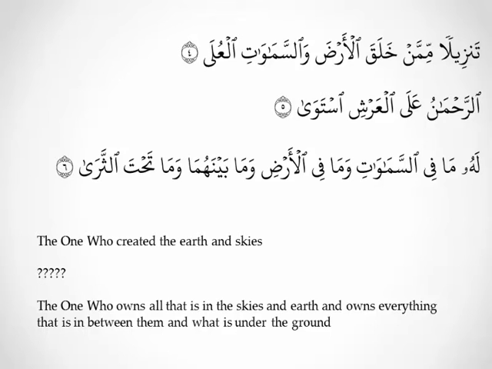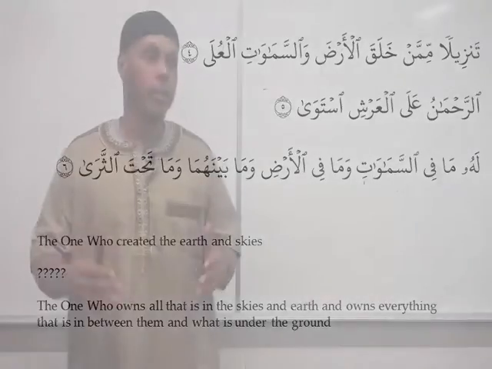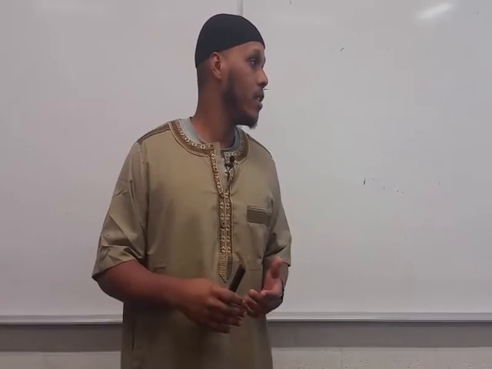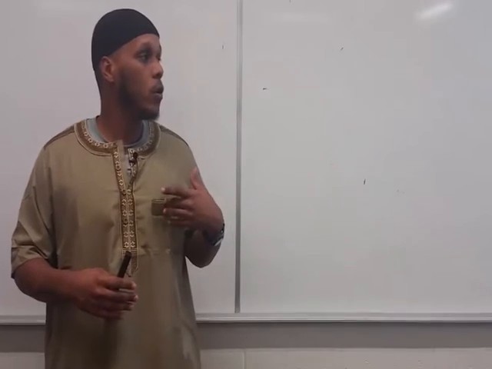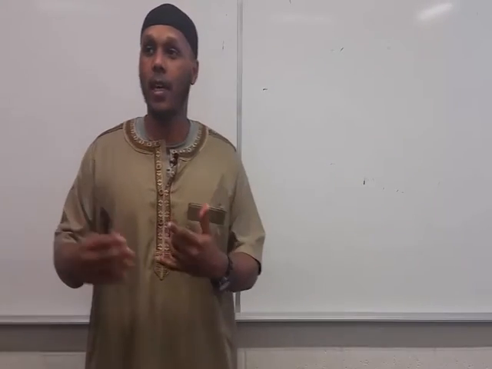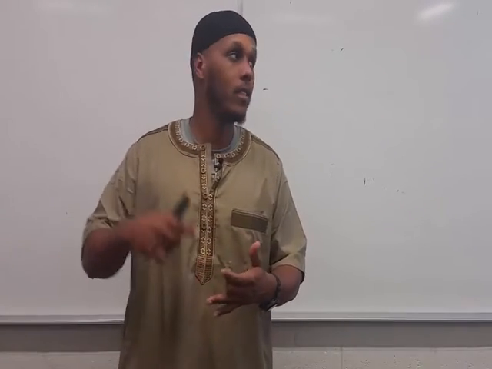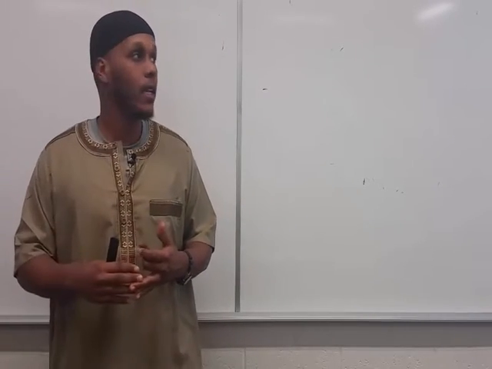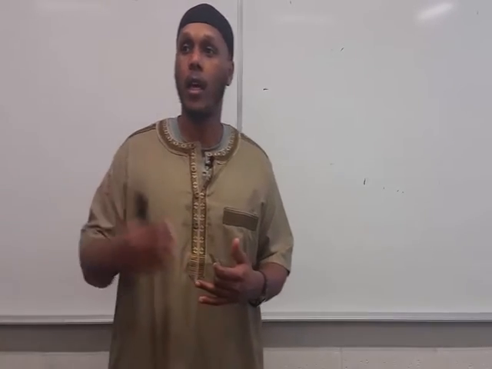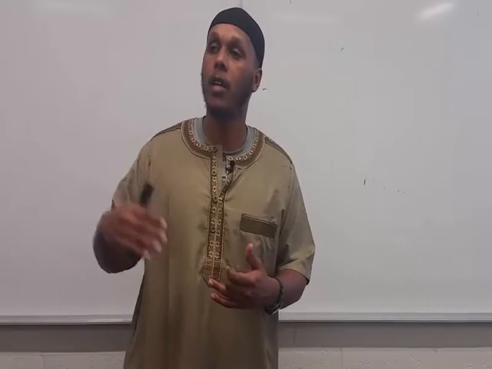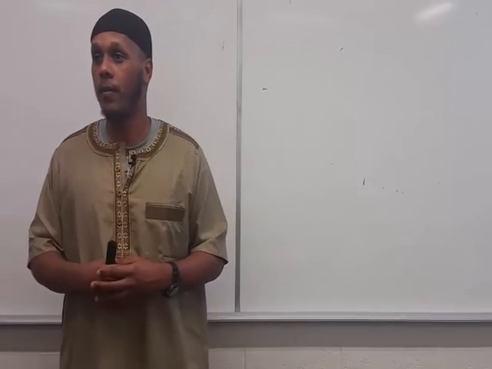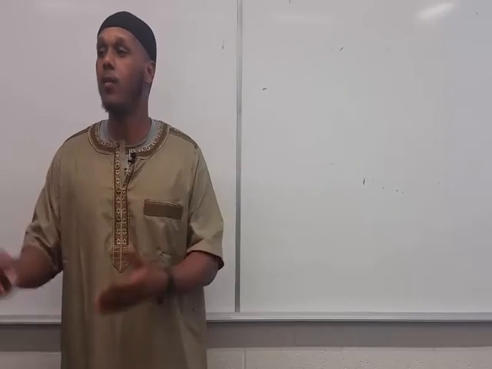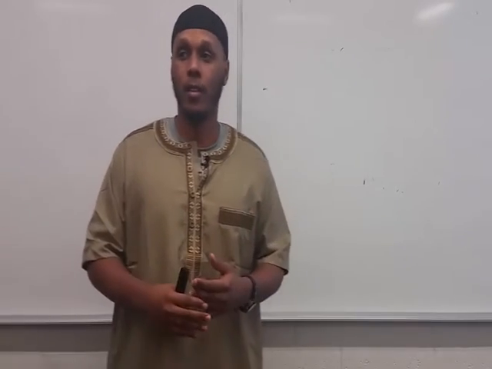لَهُ مَا فِي السَّمَاوَاتِ وَمَا فِي الْأَرْضِ وَمَا بَيْنَهُمَا وَمَا تَحْتَ الثَّرَى. The meaning of this is that Allah Ta'ala is the one who owns everything that is in the sky, everything that is on the earth, and what is in between the earth and the sky. وَمَا تَحْتَ الثَّرَى. And Allah Ta'ala is also the owner of what is under the earth, the turab, the dirt. So Allah Ta'ala is mentioning in this verse that He owns everything.